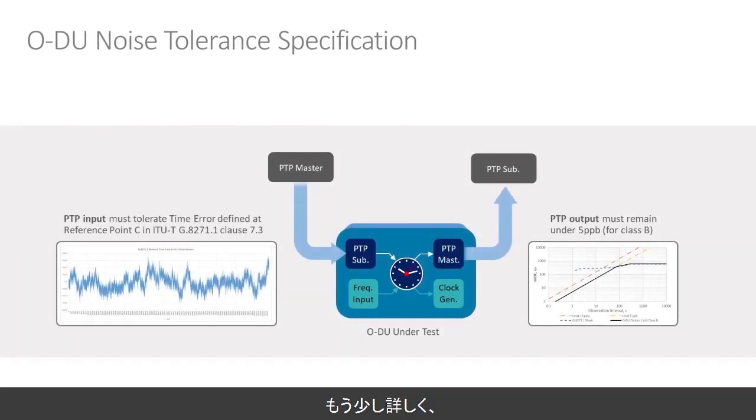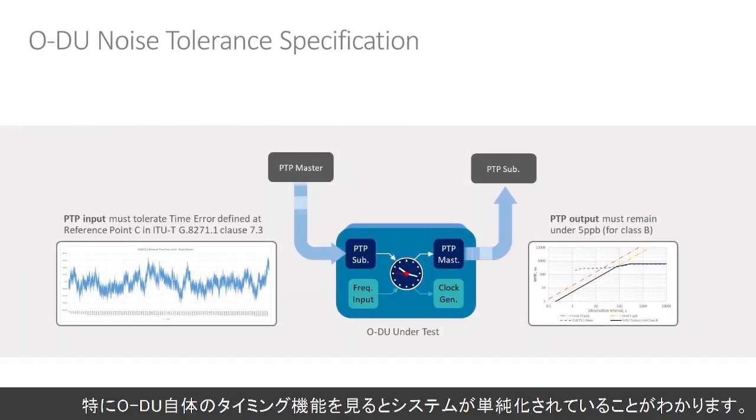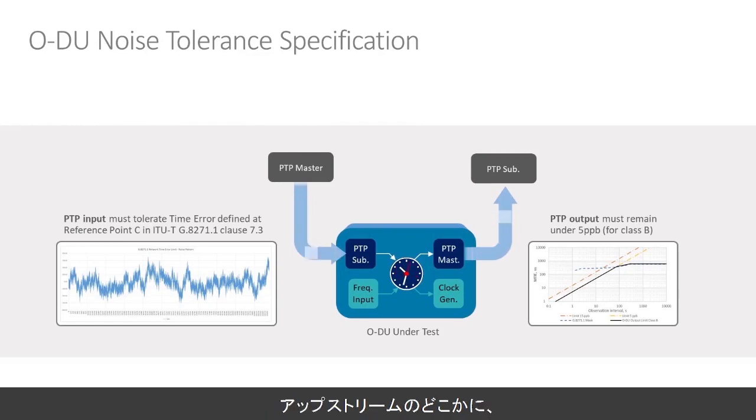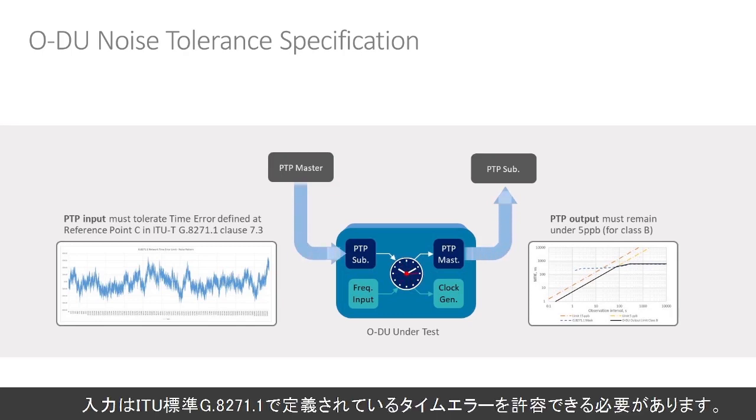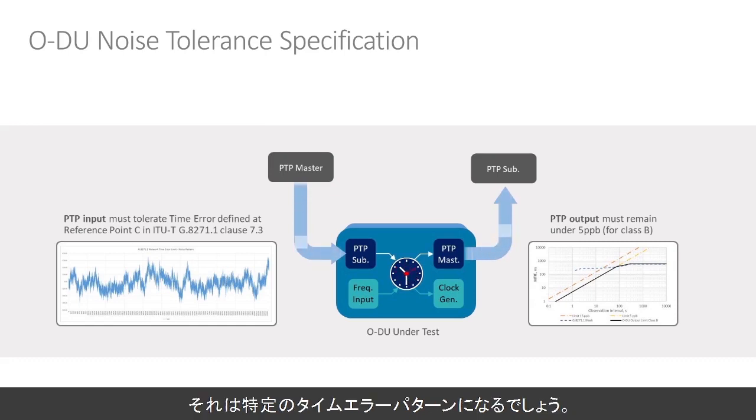Breaking that down a little further, looking specifically at the timing capabilities of the ODU itself, you can see here, simplifying the system, somewhere upstream, there's going to be a PTP master device, a subordinate clock function within the ODU, and the equivalent on the downstream interfaces. So again, the input has got to be able to tolerate time error as defined in the ITU-T standard G.8271.1. It's going to be a particular time error pattern.